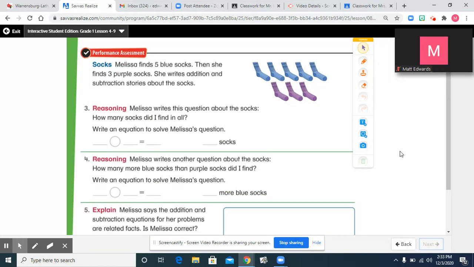When you get done with your workbook pages, please do your quick check on the Savant's website. Do not fall behind on those. It is tough to catch up.